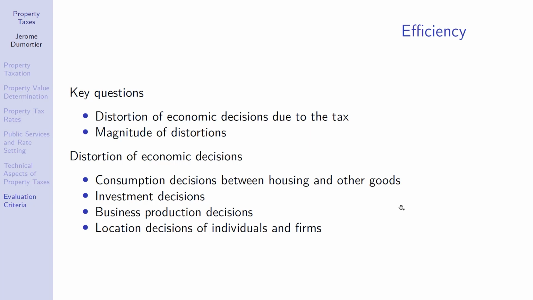Now, when we talk about the evaluation criteria, we also talk about the efficiency, in the sense of what economic decisions are distorted by the tax, by the property tax in this example, and also what is the magnitude of those distortions. So here, of course, the economic decision is basically associated with the consumption of home ownership, if you will. So in the sense that there's the investment decision, and also the location decision of individuals and firms based on the property values and based on the property taxes associated with a particular jurisdiction.